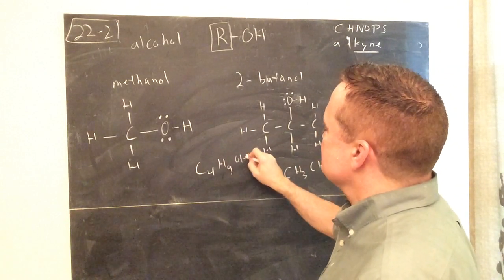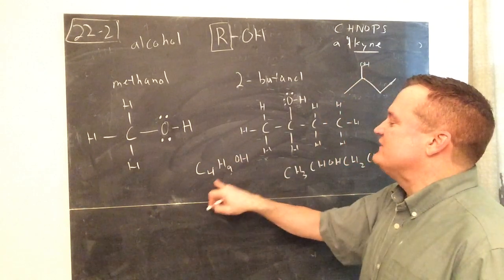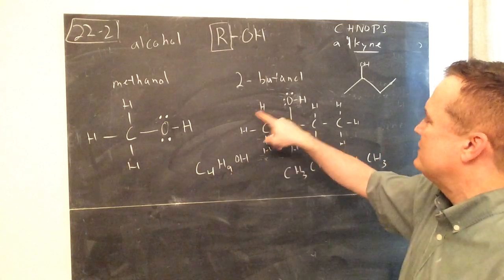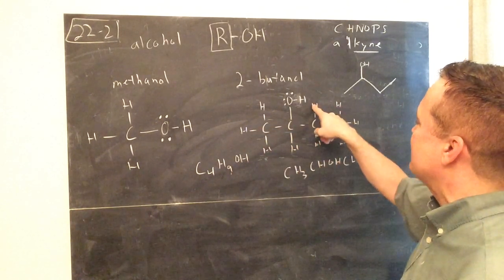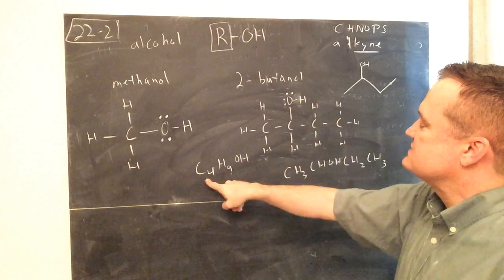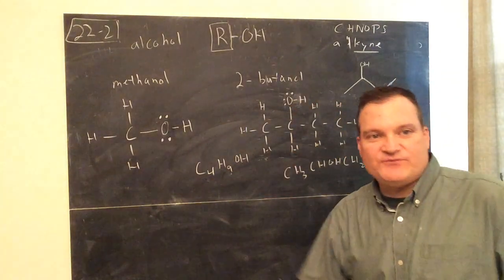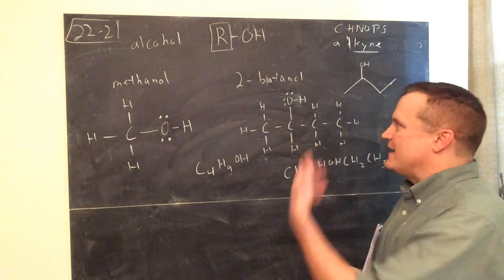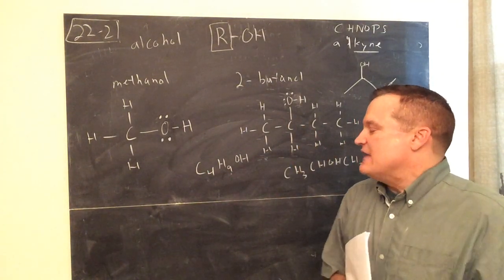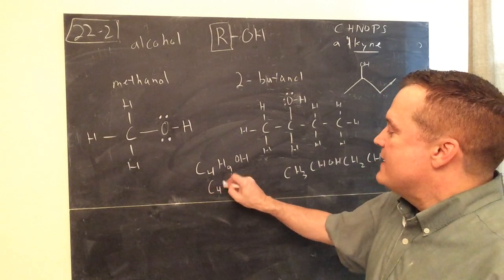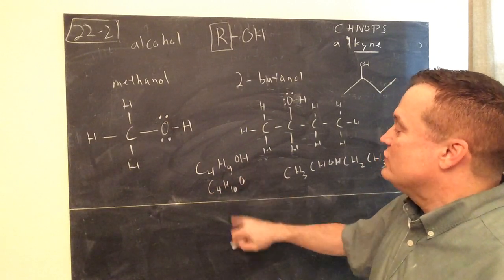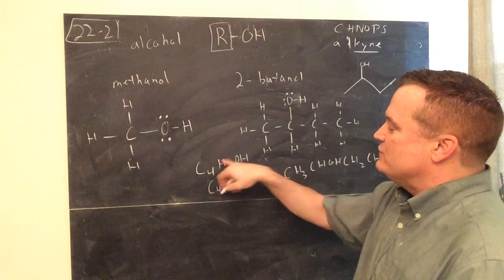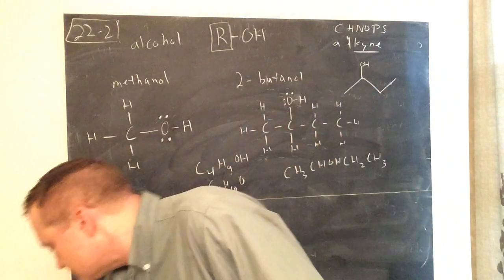And then OH. Now, you could say C4H10O if you want, but C4H9OH, is that right? 1, 2, 3, 4, 5, 6, 7, 8, 9. Yeah, and then OH. C4H9OH. That's fine. If you're doing an equation, you can write that down for that compound, for 2-butanol. If you want to write C4H10O, you could, because technically that's still the formula, but C4H9OH is probably better. That way you see it's an alcohol.